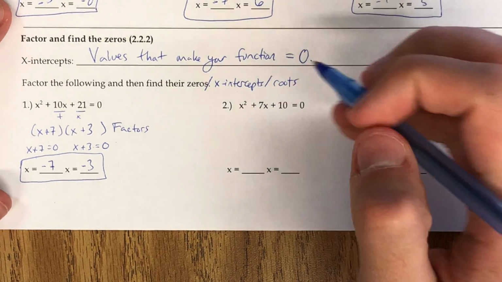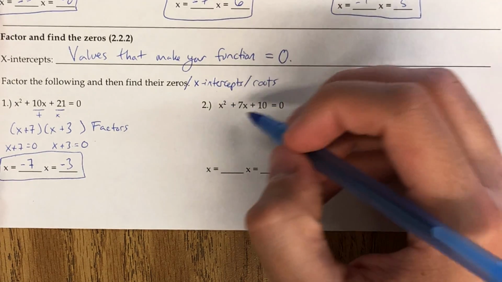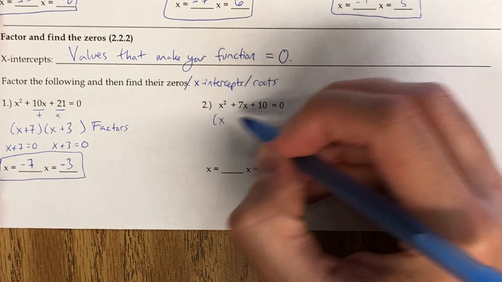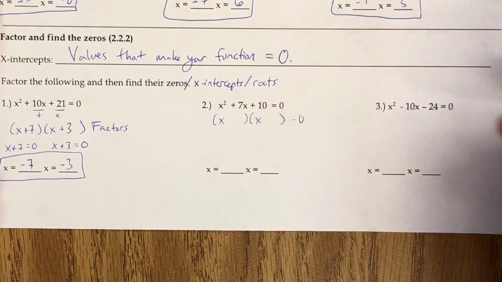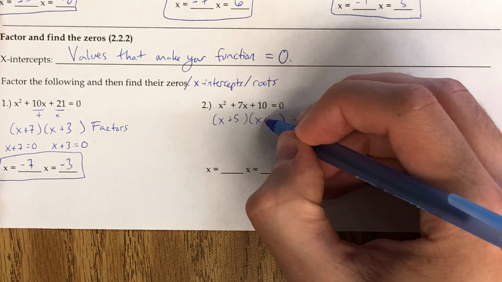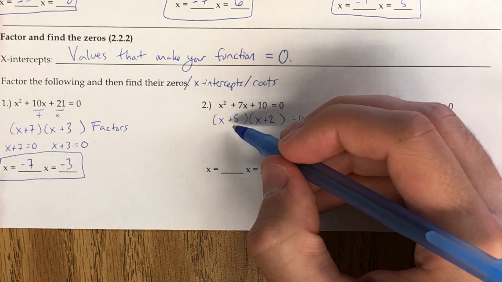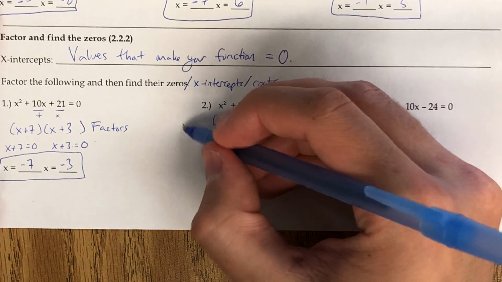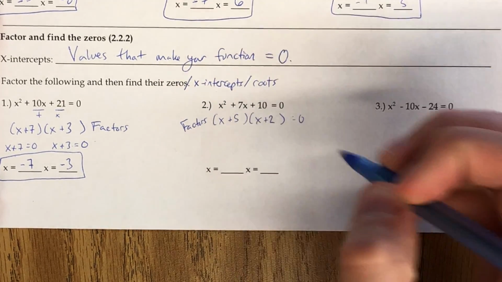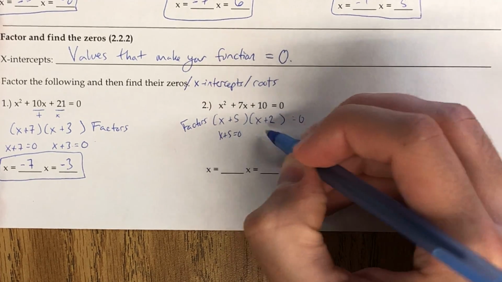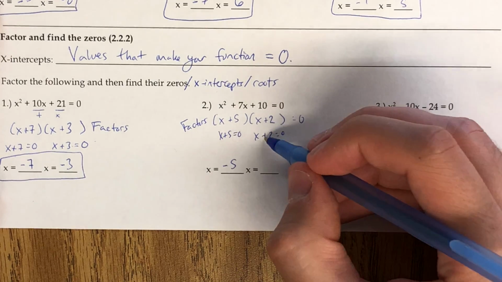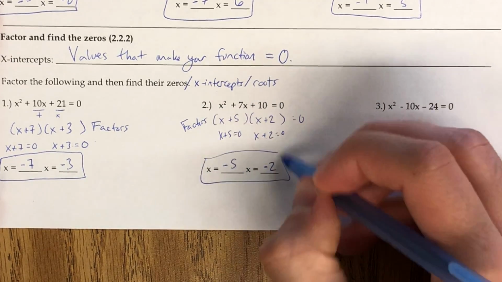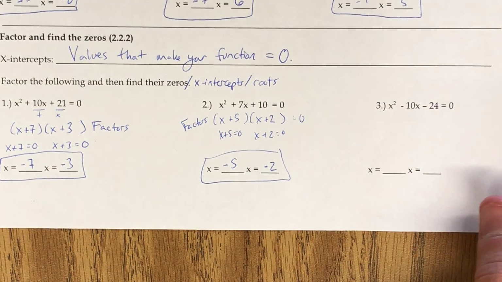All right. Number 2 here. Again, so we start by factoring, so think what multiplies to C and adds to B. What multiplies to 10 and adds to 7? That would be 5 and 2. So these are considered our factors. So then we set each factor equal to 0 to solve for x. Subtract 5 from both sides, we get x equals negative 5. Subtract 2 from both sides, we get x equals negative 2.